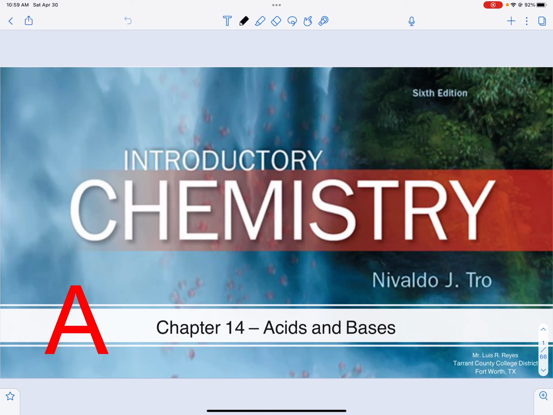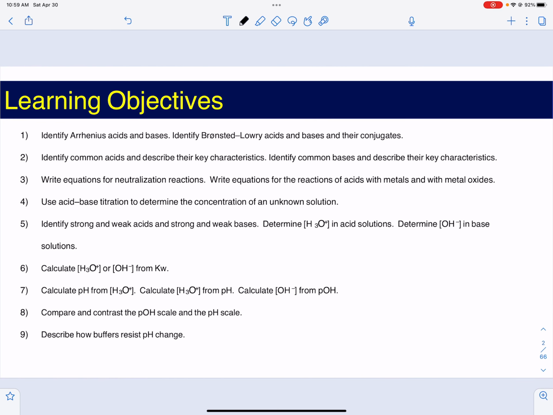Well, here we are. We made it to the final chapter. This is the final chapter that this course covers, and it's going to be about acids and bases. To understand this very important concept, this is one that translates 100% into biology courses that you will be taking in the future. To understand that, let's cover these topics.